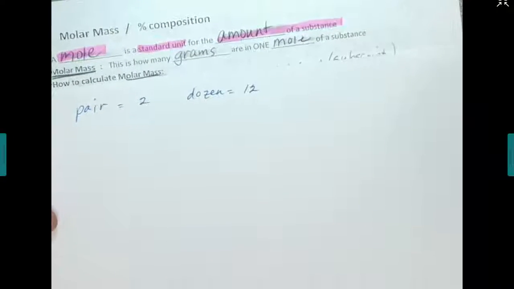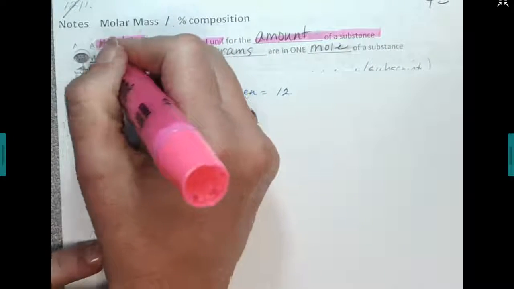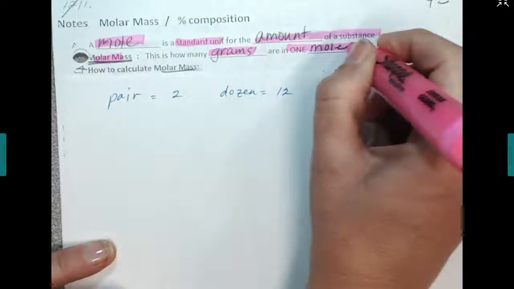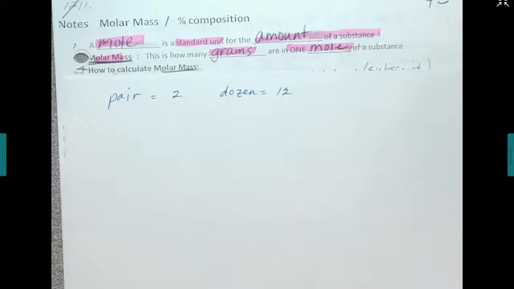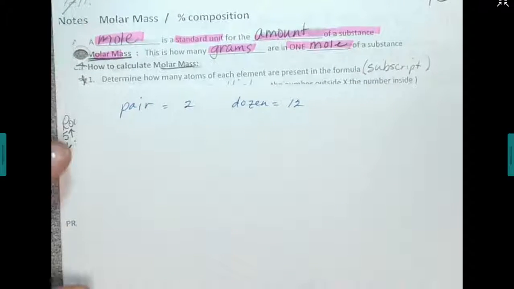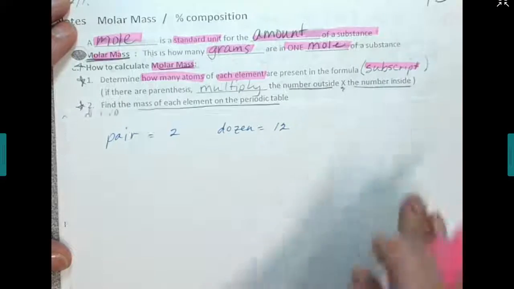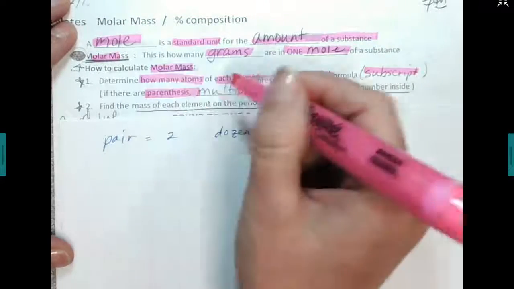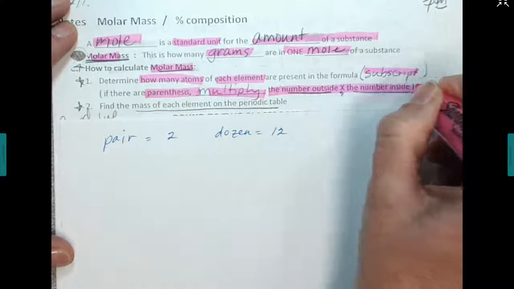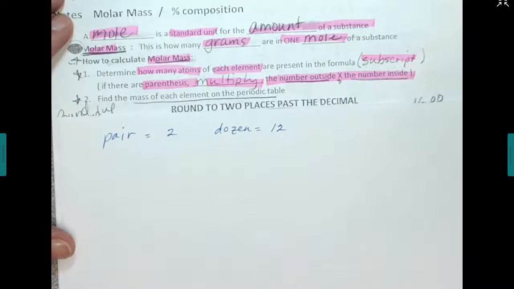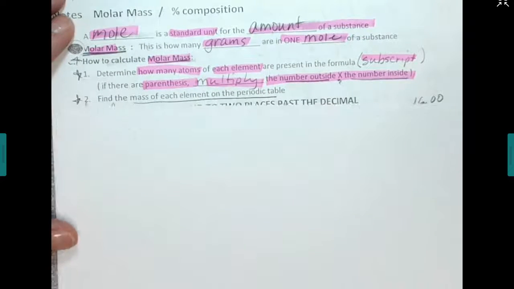One of the concepts that we need to know is the molar mass. This is how many grams are in 1 mole of a substance. It can be any substance. We're going to use the periodic table to find out the molar mass of different elements and compounds. So how do we calculate our molar mass? We're going to determine how many atoms of each element are present. We're going to look at the subscripts. If there are parentheses, we're going to multiply the number outside times the number inside. We're going to find the mass of each element on the periodic table.